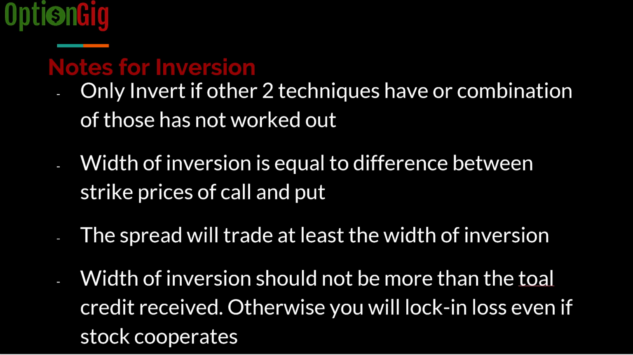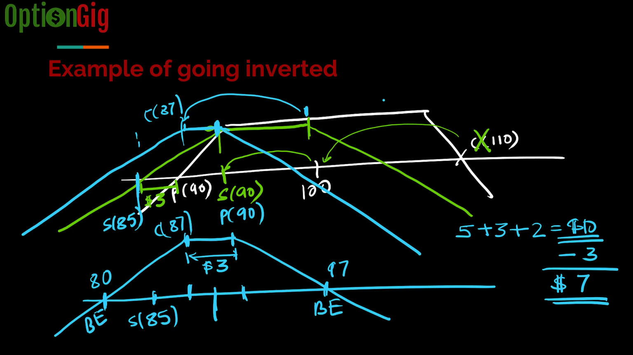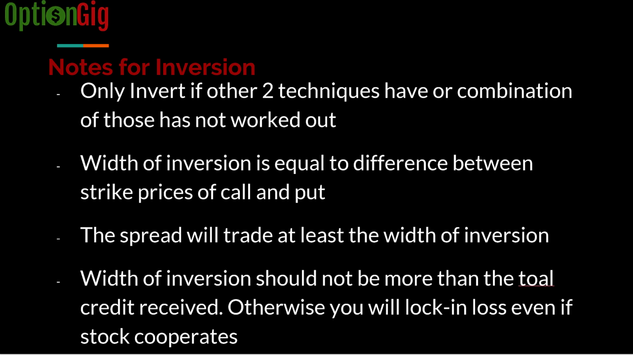In the example that we have seen, we have collected total $10 as a premium. So at the worst case, we could have rolled down our call all the way to $80, because in that case my width of inversion would have been $10, and the $10 is the premium that I have collected. Maybe add any additional $1 premium for rolling down further from 87 to 80. So let's say $11, and I've gone $11 width. That is my break even, because even if the stock cooperates and lands between my inversion strikes, I will exit this trade at no profit, no loss.